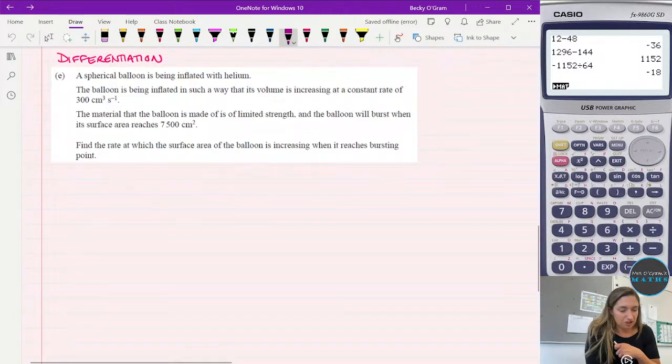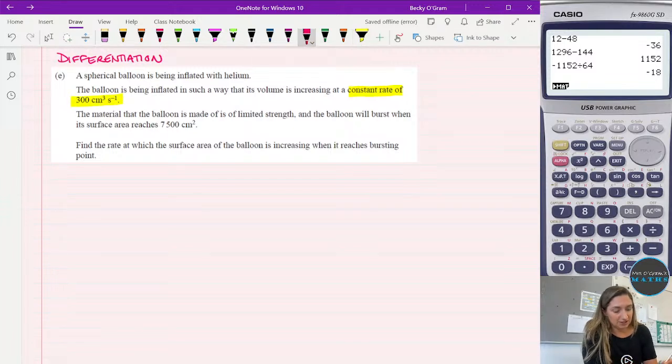Okay, differentiation. We have a spherical balloon, a very typical situation for rates of change. It's being inflated. We are given that it's increasing at a constant rate of 300 cubic meters per second. So I'm going to start by writing that down. Always start by writing down the rate you've been given. So this is how the volume is changing over time, and that is a value of 300. The balloon has limited strength. It'll burst at some point, and that point is when the surface area reaches 7,500.